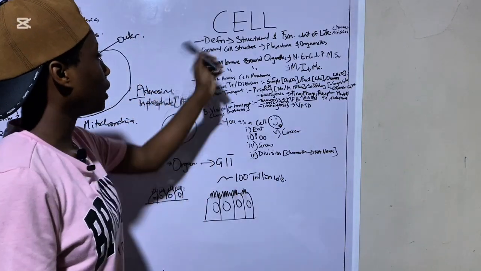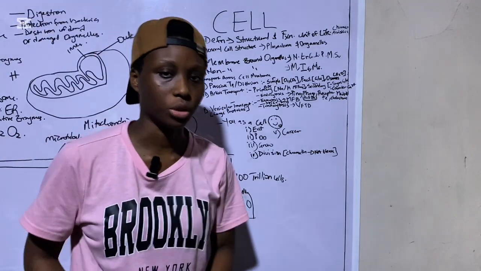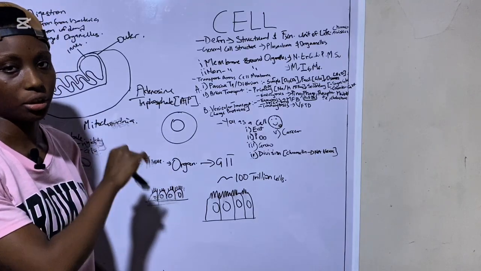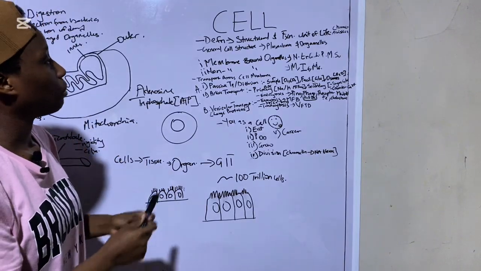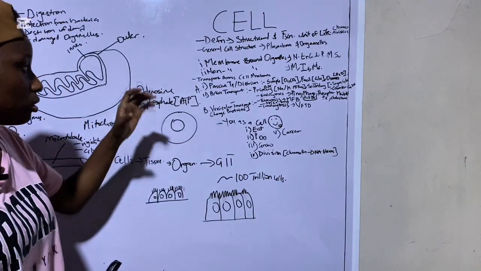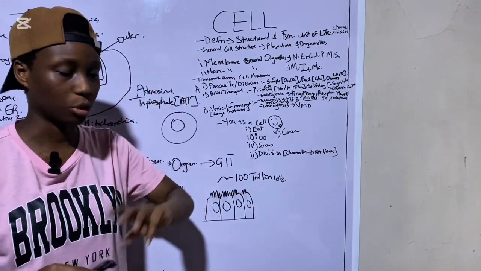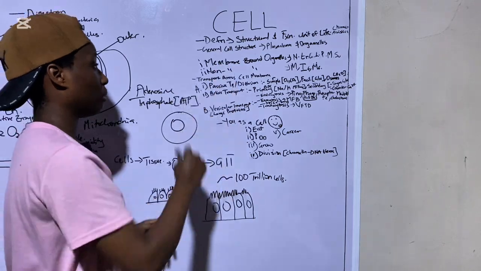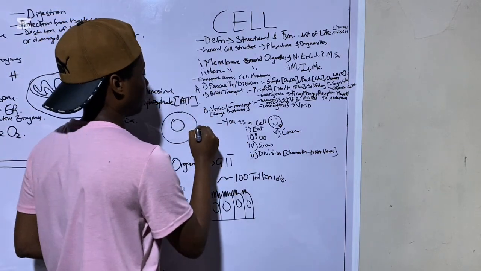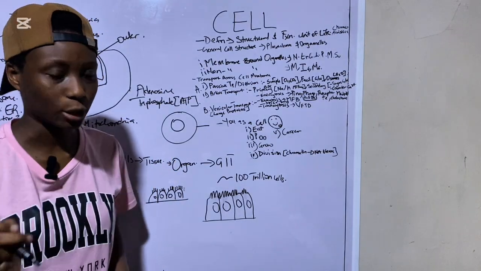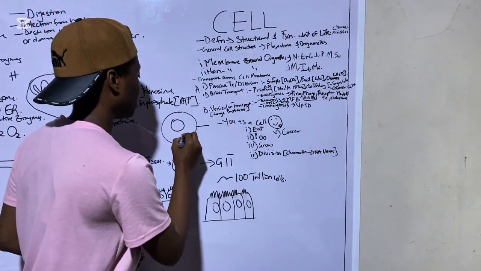Okay, so now let's talk about the general structure of cells. I told you this is just an elementary diagram of a cell. There are three main parts of a cell. Number one is the plasmalemma, which is the cell membrane. This is the plasmalemma, the cell membrane. Number two is the cytoplasm. So now this space is the cytoplasm.